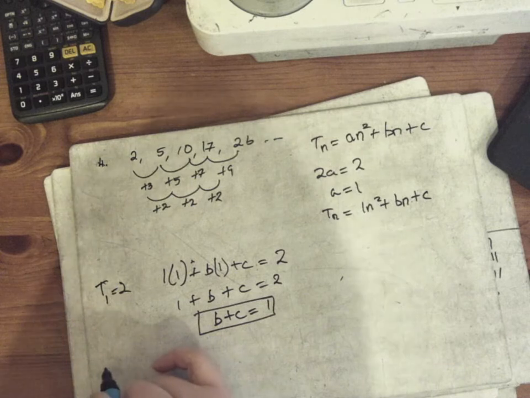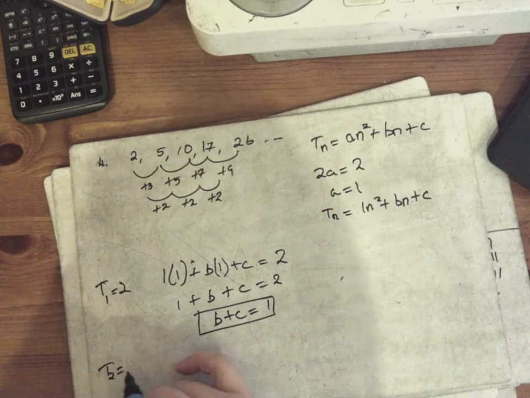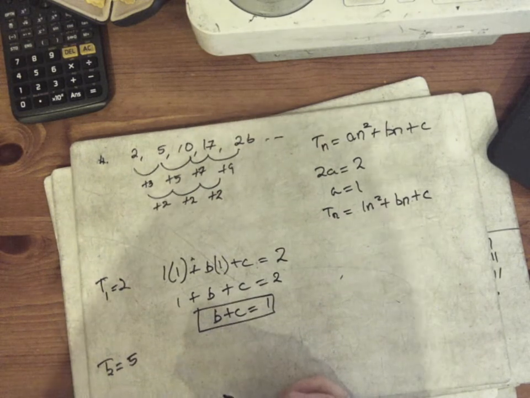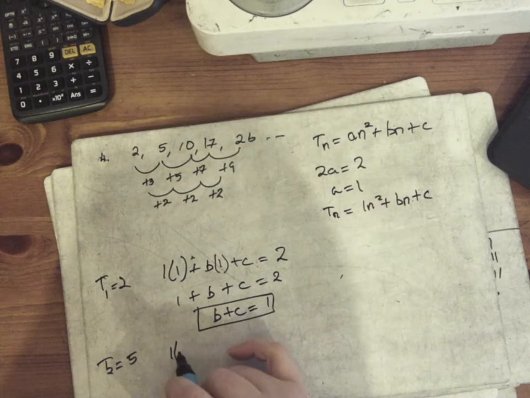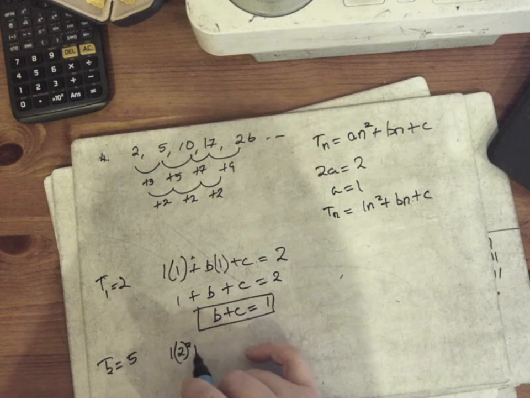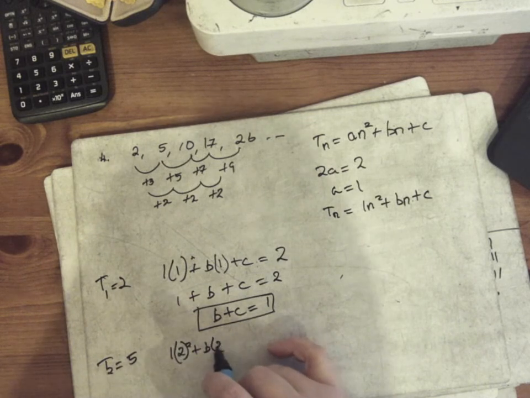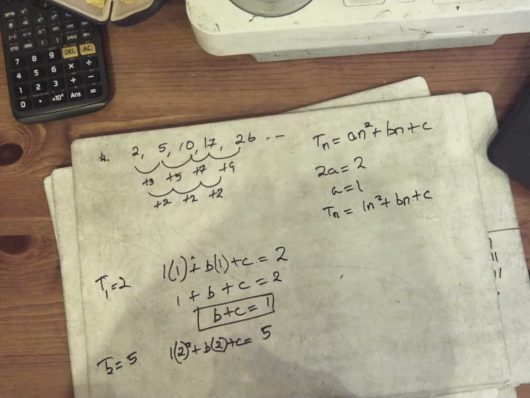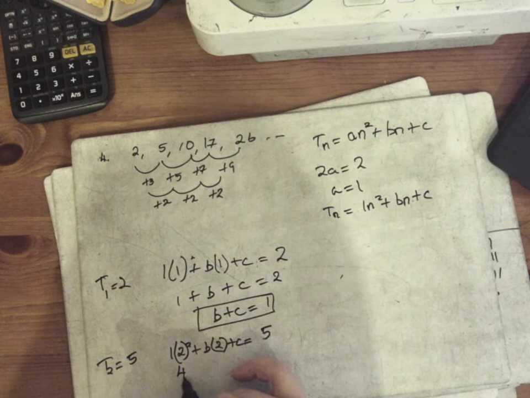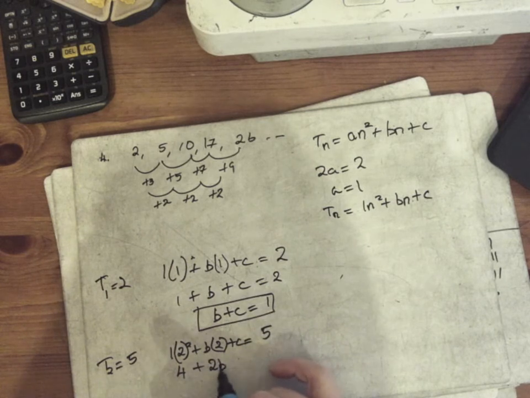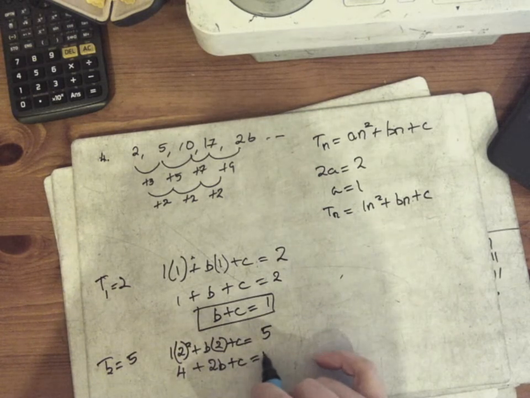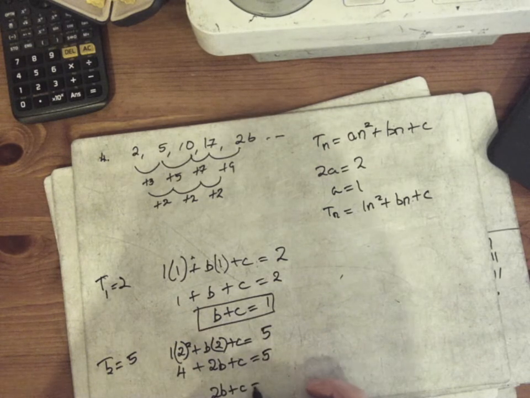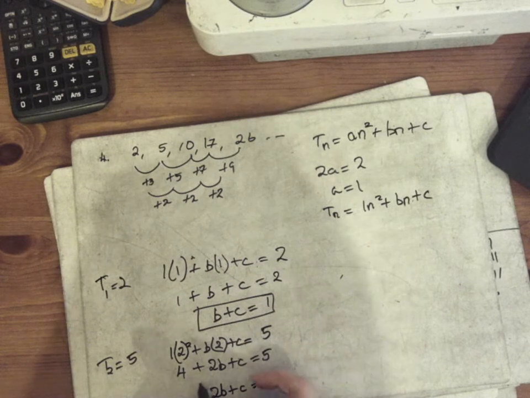Okay, so then I look at term number 2. Term number 2 is 5. So term number 2 means anywhere I see an n, I put in a 2. So it's 1 times 2 squared plus b times 2 plus c, and I know that all works out to be 5. So that would be 4 plus 2b plus c equals 5. So 2b plus c equals 5 minus 4, which is 1.